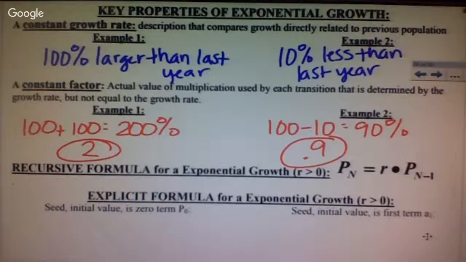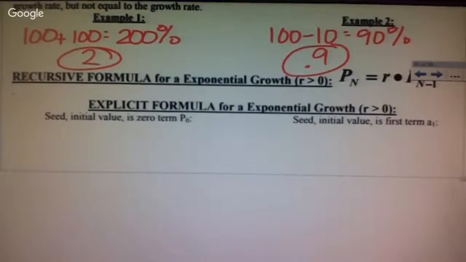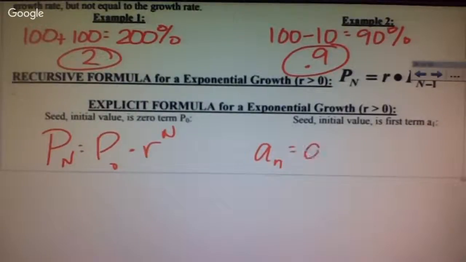And then here are your formulas again that I gave you on the front side. I'll give you both of them, though you're only going to use the first one. So P sub n equals my initial amount, P sub 0, times r raised to the n. If they don't give you the initial amount and they give you the next one in line, you can also use this formula: A sub 1 times r raised to the n minus 1.